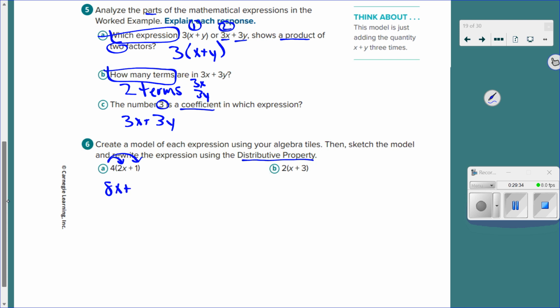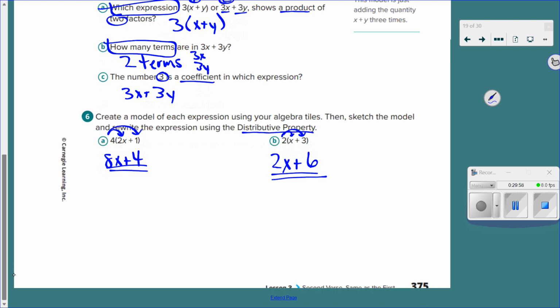Okay, our next one. I have 2 sets of x plus 3. So if I rewrite this, how many sets of x do I have? 2. How many sets of 3 do I have? 2 for a total of 6. So quick review, very quick review on distributive property. Distributive property, I'm taking that outside number and multiplying each of the inside terms by it.